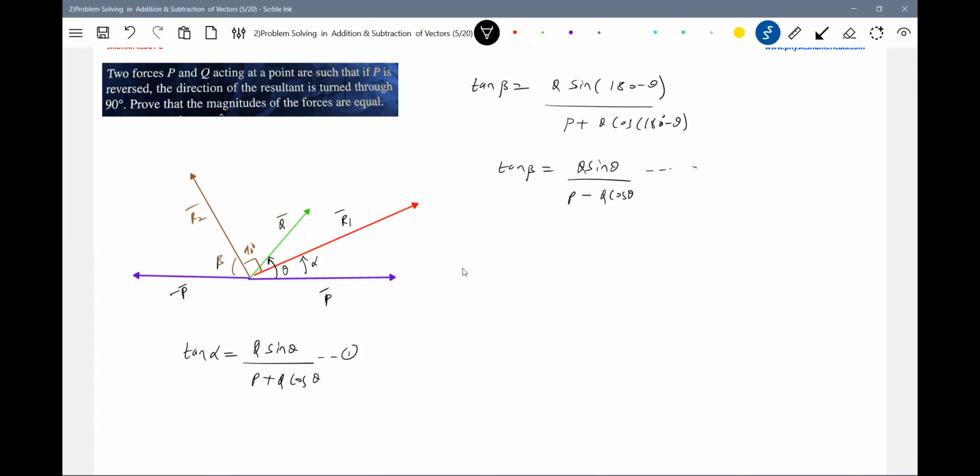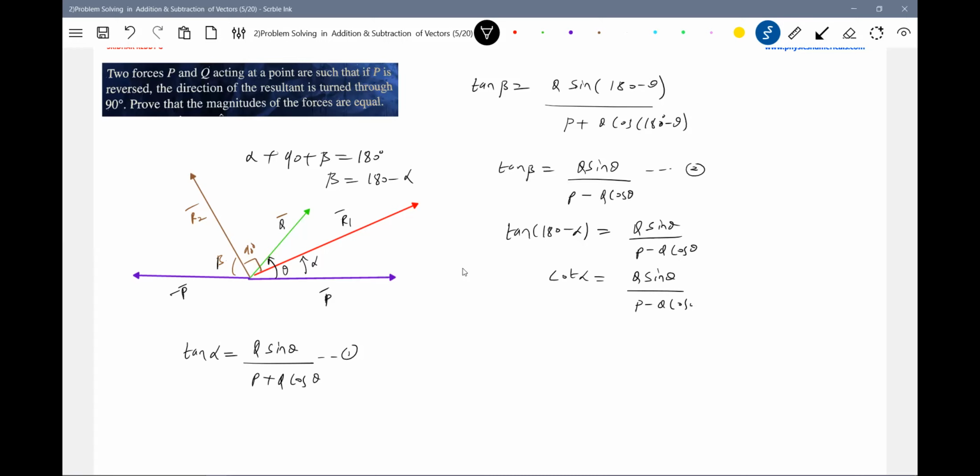Okay, somehow we are very near to this one. Look at the relation between the angles. Alpha plus 90 plus beta should be 180. So therefore, what is beta? You can write it as 180 minus alpha. So tan beta, I'll write it as tan of 180 minus alpha, which equals Q sine theta over P minus Q cos theta. Tan of 180 minus alpha will be minus cot alpha. So I have an equation, this I'll call equation 2.